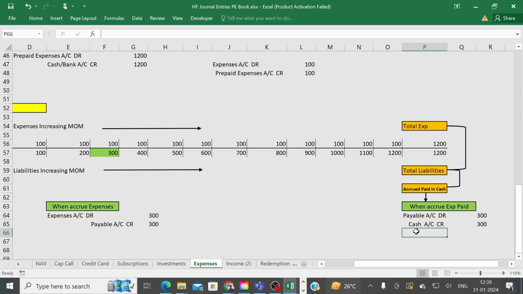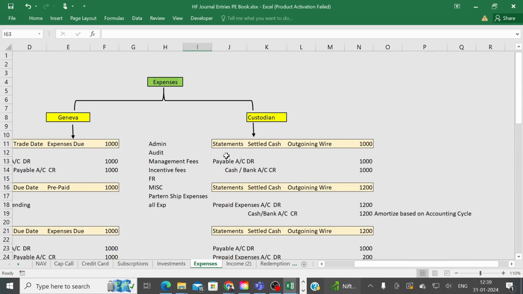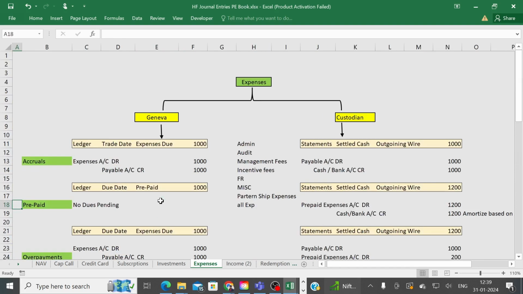All right, so these are the ways to record it. You can follow them and record in the books of account as and when required. Let me know if you have any question around the expenses part. But yeah, these are the ways to record the expenses in the books of account. I'll share the entries with you guys, so you can follow them and prepare your accounting records.